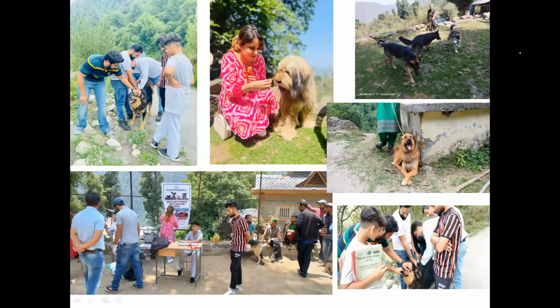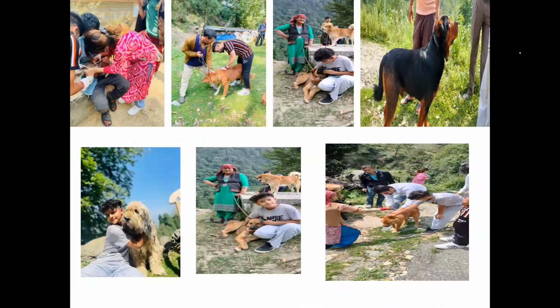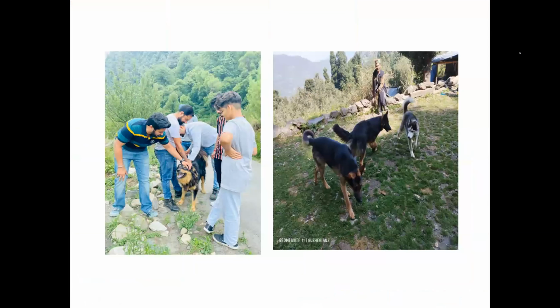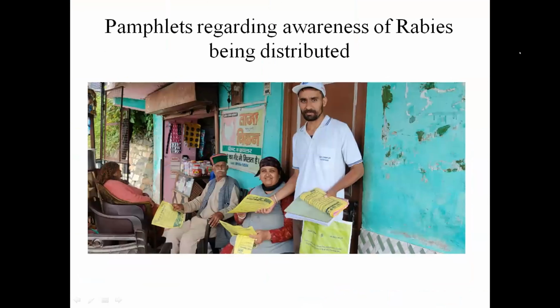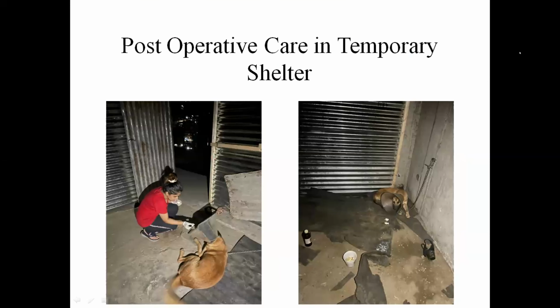So these are some of the pictures from the vaccination camps that we conducted in Himachal Pradesh in the rural areas. In my very first slide, I mentioned more than 80% of rabies occurs in rural areas. So they need to be made aware of rabies. We have some pamphlets in Hindi as well as in the local language, so that everybody gets to know about the severity of the disease and how to manage a dog bite, which we are spreading.